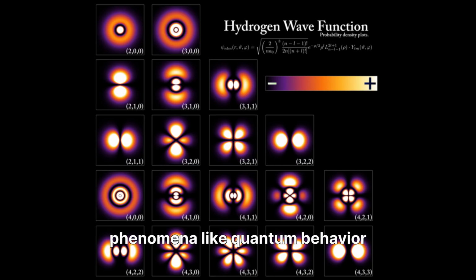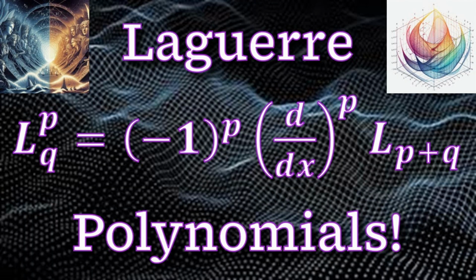They show up in phenomena like quantum behavior inside atoms, the intensity of light absorption, radial patterns in waves, and models of waiting times and probability. Even though their name may sound abstract, the ideas behind Laguerre polynomials are grounded in very everyday physical patterns.